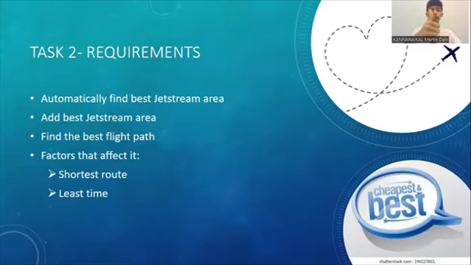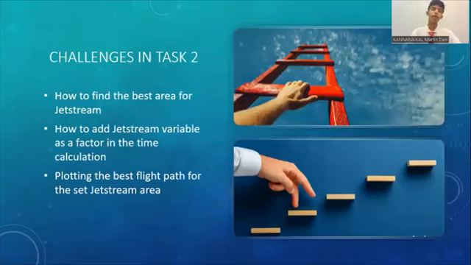First, it had to be the shortest route, and second, it had to have the least time from the start till the destination. So now we will consider some of the challenges we faced as a group while we tried to attempt Task 2. One of the main challenges we faced was how to set the optimal jet stream area automatically without any manual input.